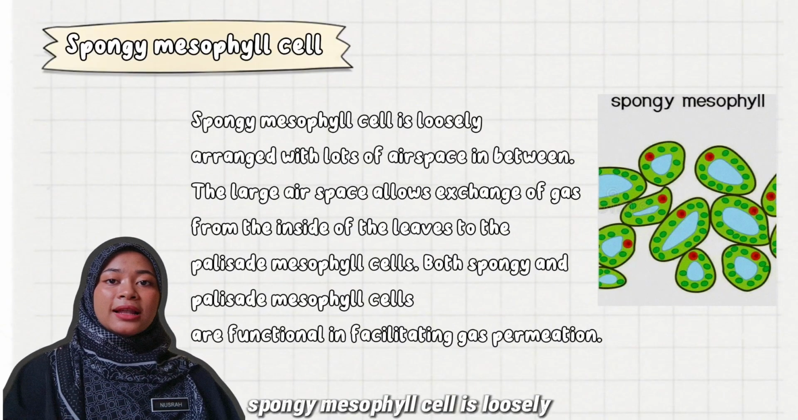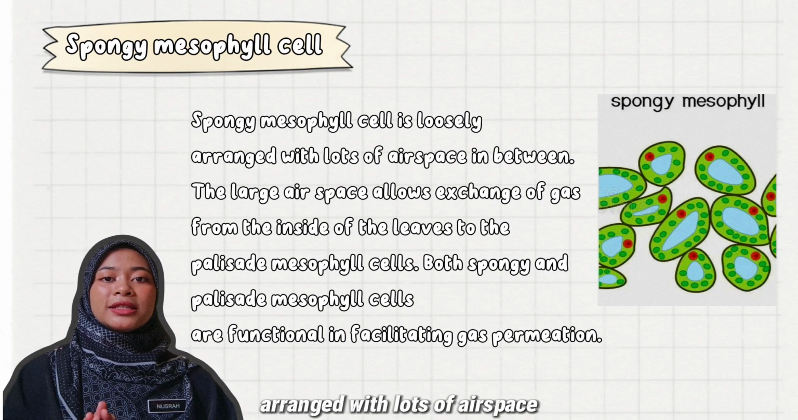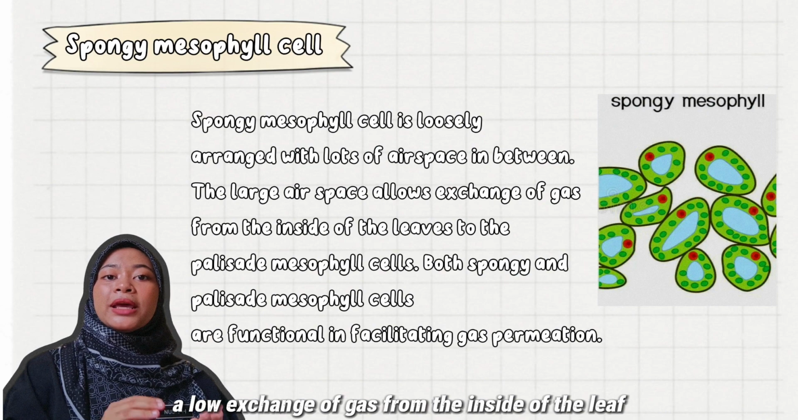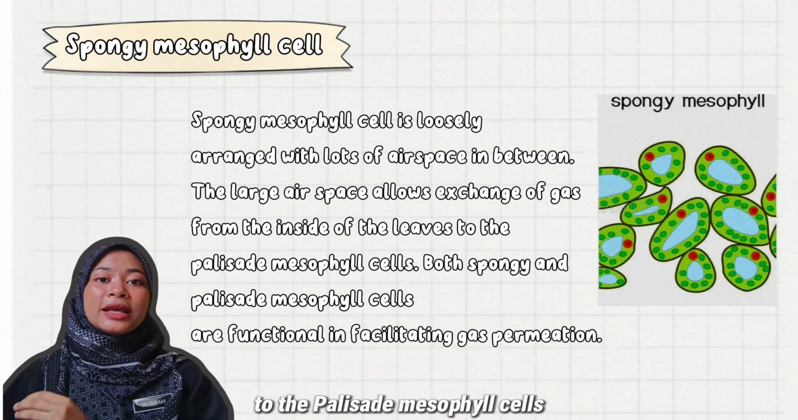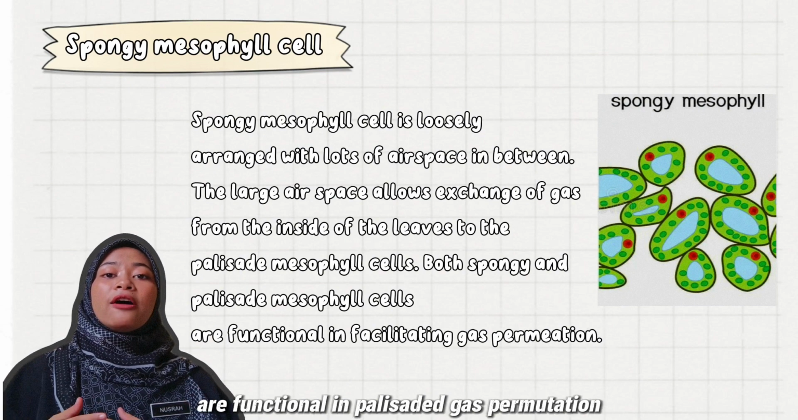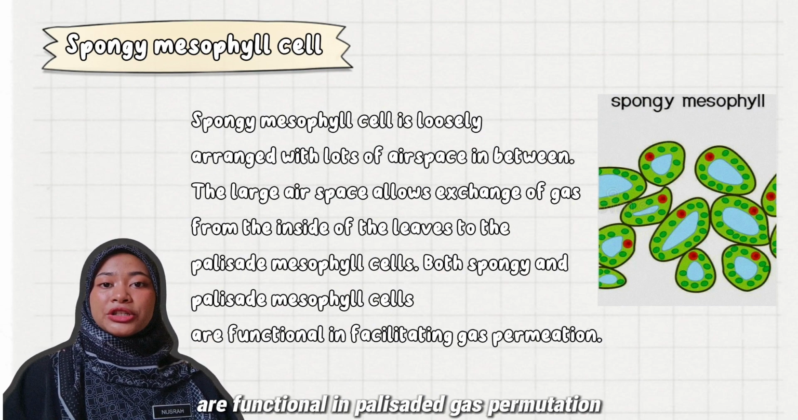Spongy mesophyll cell is loosely arranged with lots of airspace in between. The large airspace allows exchange of gas from the inside of the leaf to the palisade mesophyll cells. Both spongy and palisade mesophyll cells are functional in facilitating gas exchange.